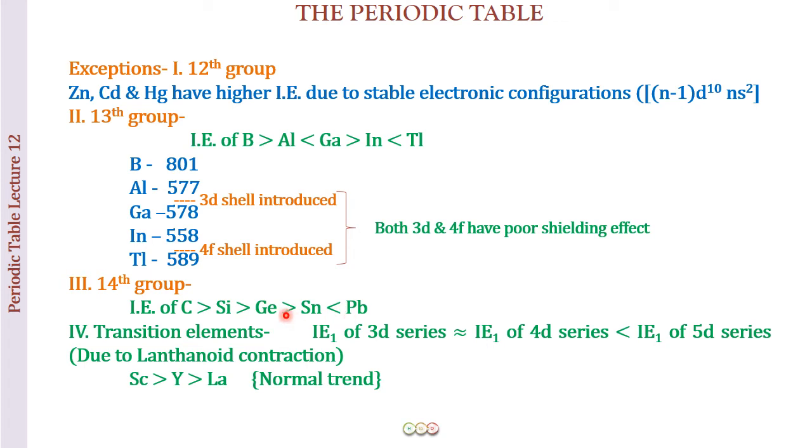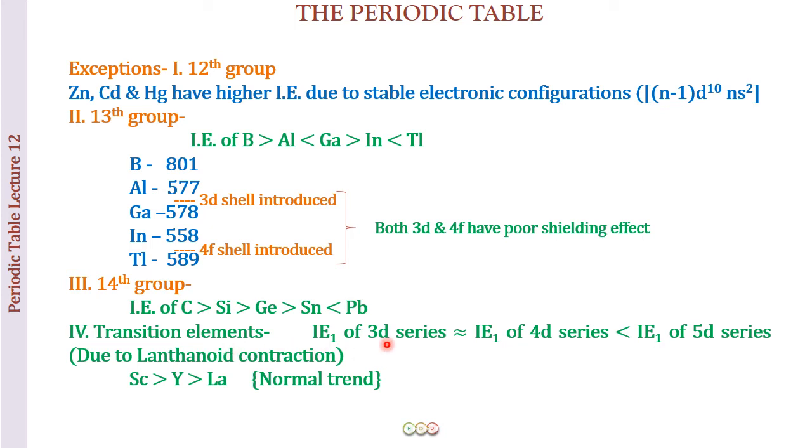difference in the values of tin and lead. So lead is going to have a higher ionization enthalpy than tin, that is again because of the 4f electron poor shielding. Then we can again see the various groups of the transition elements.